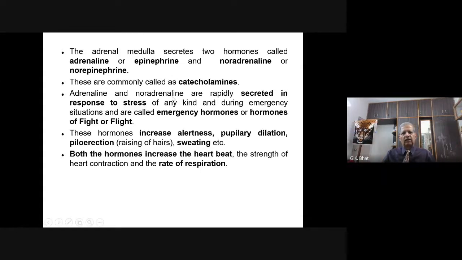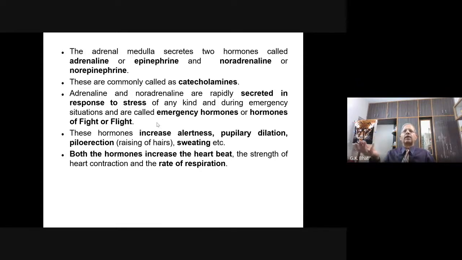Adrenaline and noradrenaline are rapidly secreted in response to stress of any kind and during emergency situations, and are called emergency hormones or hormones of flight, fight, or fear. So these hormones, adrenaline and noradrenaline, are always called together by one word, that is three F's. They are hormones secreted under three conditions.